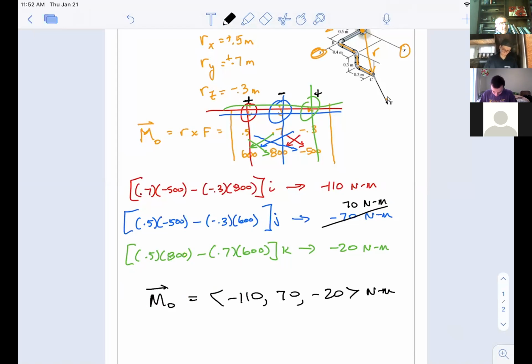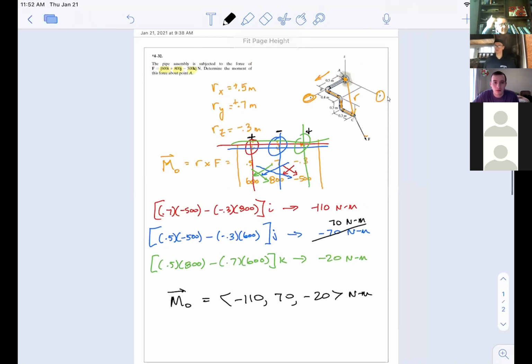Now, my guess is if you looked in the back and you got it right, you'd say, cool, I got it right, but I don't really understand what I just did. Is that true? Do you understand what that is? What is that? I'm lost. What does 110, 70, and negative 20 mean? I don't get it. It's how badly the whole thing wants to rotate with the force at that position.